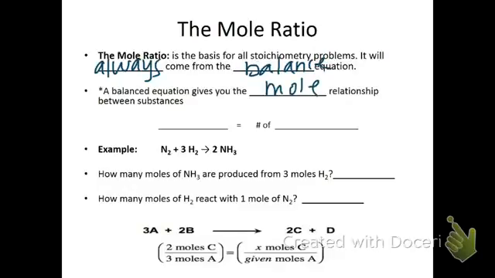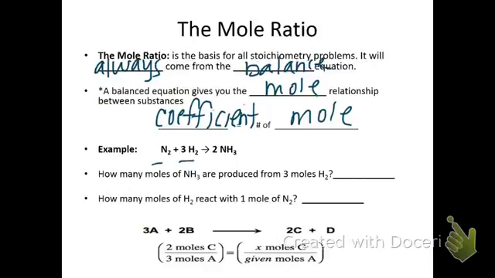Okay, the balanced equation gives you the mole relationship. So the coefficients, those big numbers we've been balancing with, are equal to the number of moles. So if I look at this equation, I have nitrogen plus 3 hydrogen molecules yields 2 ammonia molecules. Okay? So that means I have 1 mole of nitrogen molecules, I have 3 moles of hydrogen molecules, and I have 2 moles of ammonia molecules.